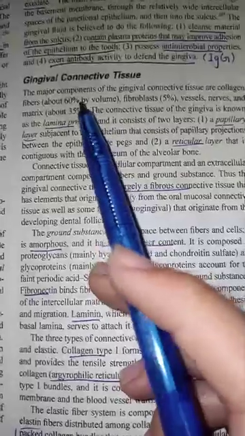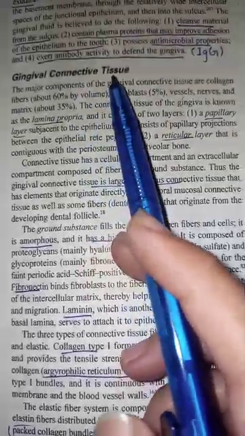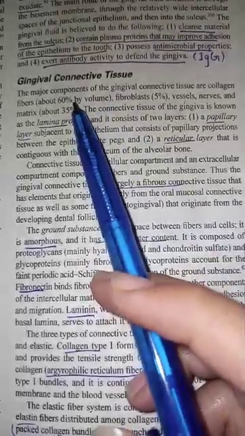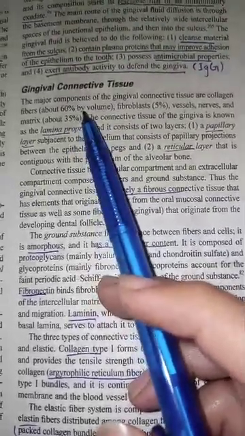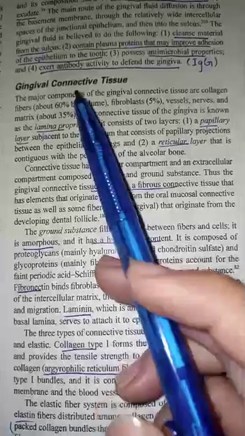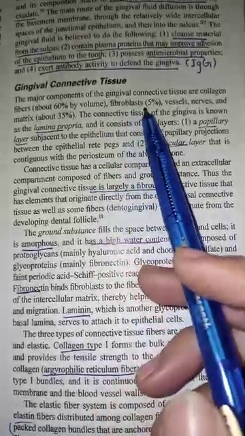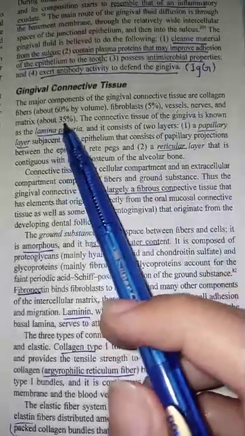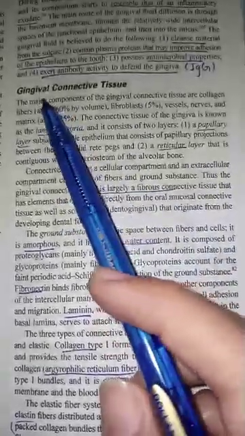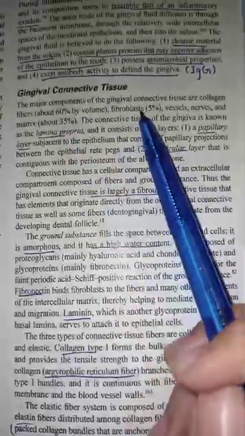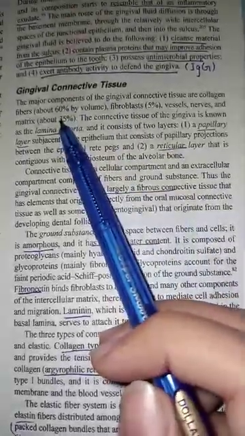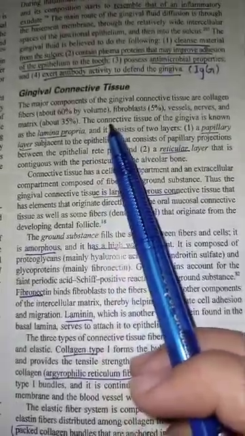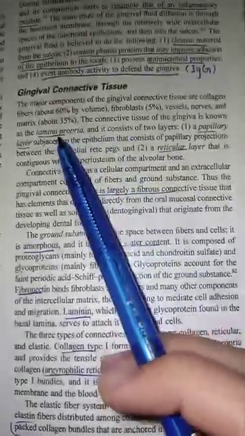Okay, so basically it is the gingival connective tissue. The gingival connective tissue consists of mainly the fibers, collagen fibers, which accounts for 60% of this, and then fibroblast 5%, and then they have nerves and blood vessels, and the matrix is 35%. So mainly it has the collagen fibers, then it has the fibroblast, and then it has the matrix. Okay, then always remember that the second name of connective tissue is the lamina propria.